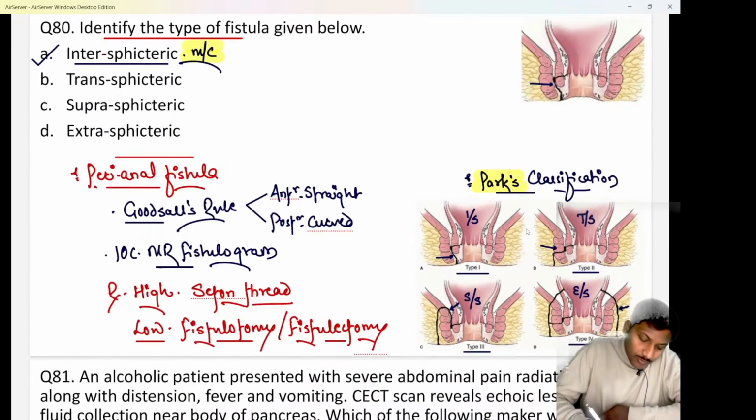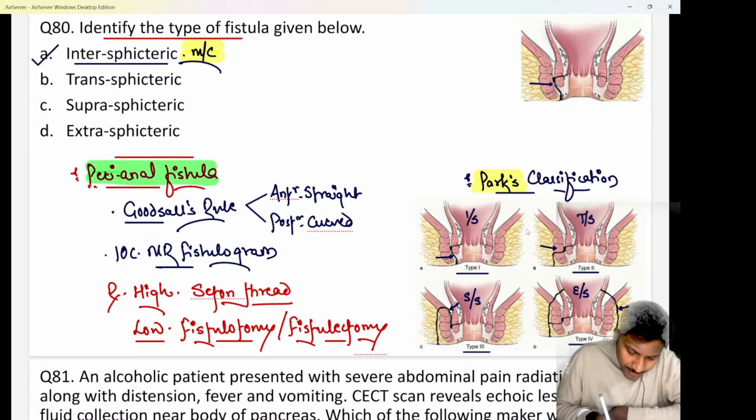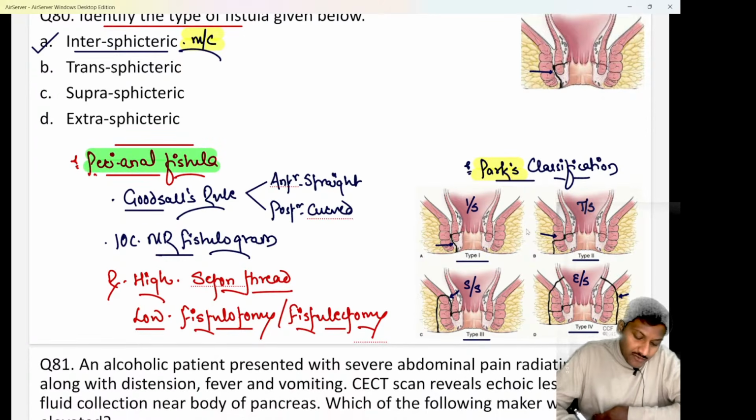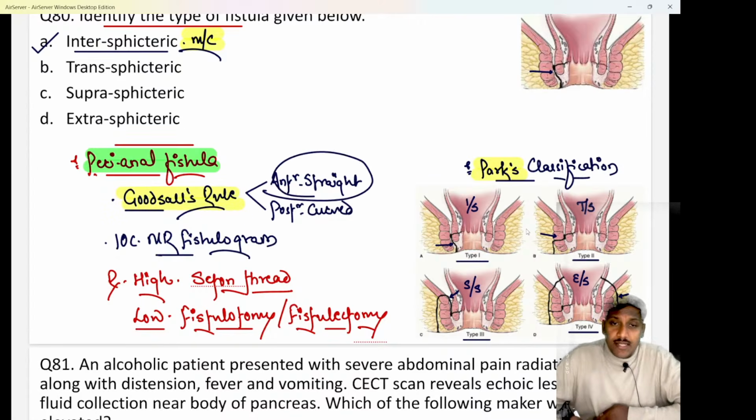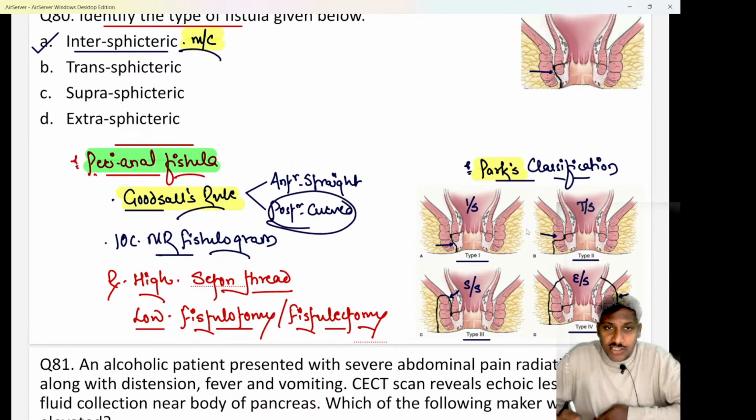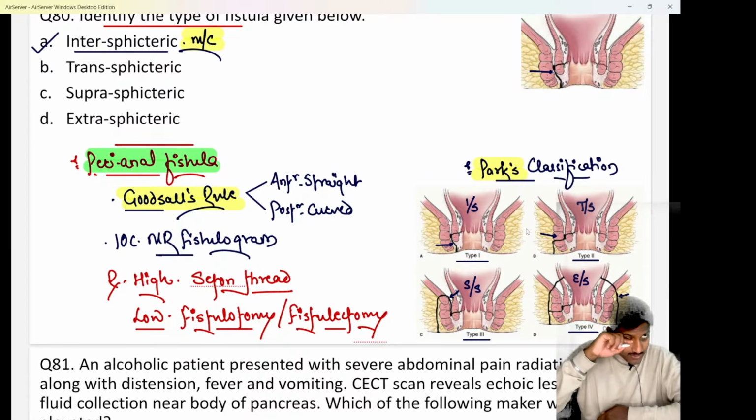We know when I talk about perianal fistula, patient will come to you with complaints of perianal pain along with pus discharge per rectum. And in perianal fistula, they have asked you the name of the rule that is used. For perianal fistulas, the rule that we have is known as Goodsall's rule. According to Goodsall's rule, anterior fistulas are going to have a straight track, whereas posterior fistulas will have a curved track. Anterior fistulas have a straight track, whereas posterior fistulas have a curved track.